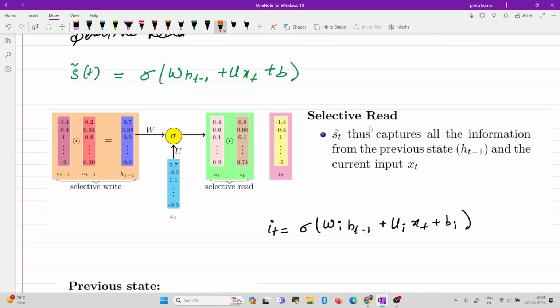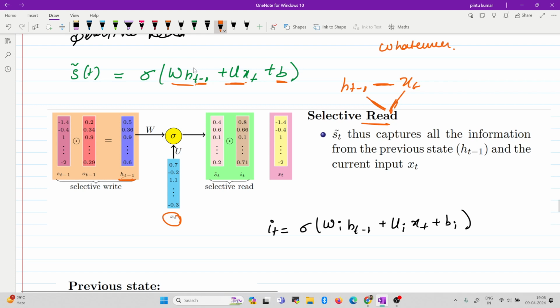Now when we are doing selective read, we want to apply it on whatever we have written, right? So what have we written till now? We have written h of t minus 1. And at this particular step, we also have information about x of t. So we want to do a read operation on both these things. How can we combine these two things? Whenever you have to combine, you can do something like this: W times h of t minus 1 plus U times x of t. These are the two pieces of information that we wanted to combine, with some bias b.